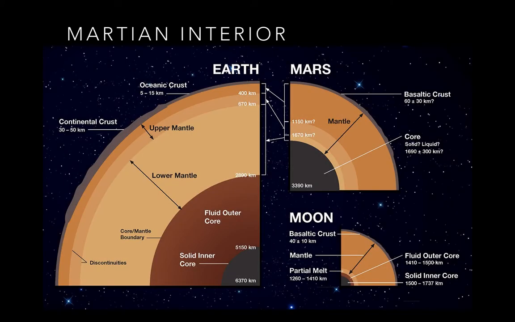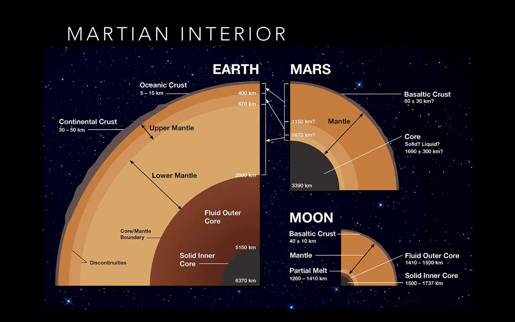In this section, you're going to learn about the difference between the interior of the Earth and the interior of Mars. You can disregard the section in the bottom right about the moon. The first thing to notice on this diagram, I don't even have a cursor.